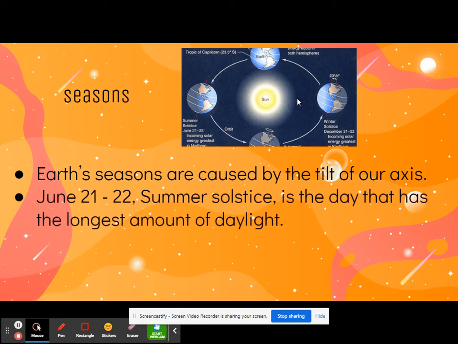During summer solstice and during the summer in the northern hemisphere, we're here on this part of the picture, we are tilted toward the sun. That means we get more direct sunlight. As a matter of fact, the Tropic of Cancer, with the equator directly in the middle, is at 30 degrees north. The Tropic of Cancer gets direct sunlight at that point. June 21st to 22nd, depending on which day it is, is the summer solstice. That's when we have the longest amount of daylight and the shortest amount of darkness.